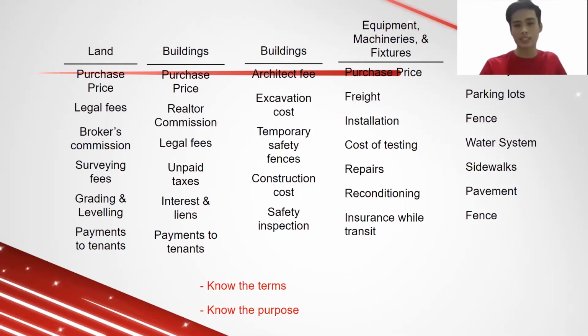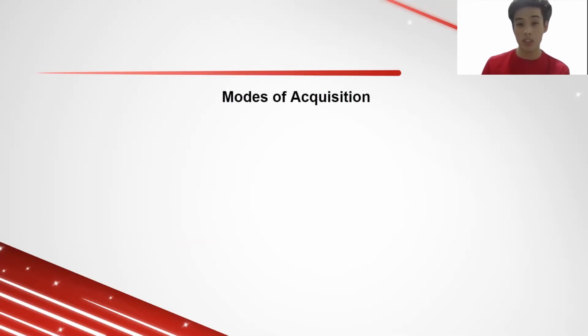Same with other terms, such as temporary safety fences and fence. Only through their distinct purposes would you be able to know if it's for buildings or land improvements. Now, moving on to the next segment, which is the modes of acquisition. It will help if you still think about it as measuring costs. But instead of the usual one-on-one or straightforward purchase interaction, modes of acquisition, hence the name, considers various types of transactions an entity might pull to acquire a plant asset.